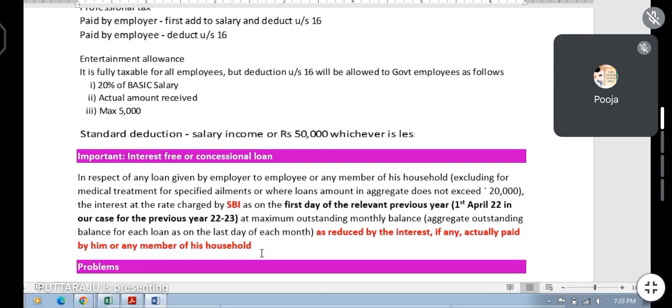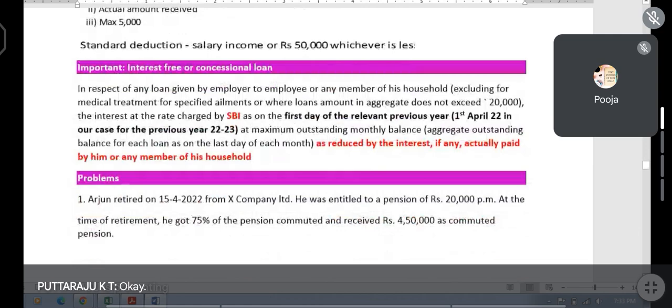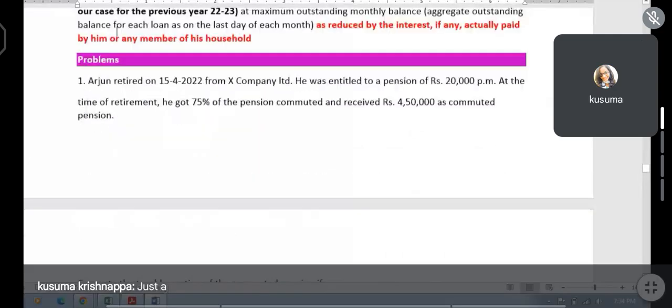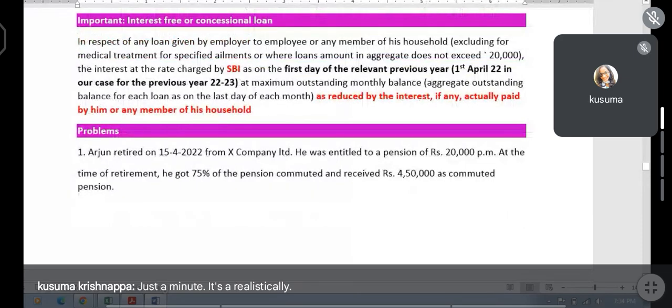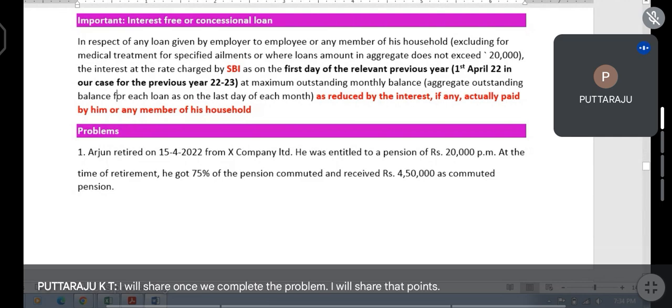Yes, sir. Okay. Sir, just a minute, sir. I'll click a picture. I will share it too. Don't worry. Okay, sir. I will share once we complete the problem. I will share that part's notes. Okay, sir.